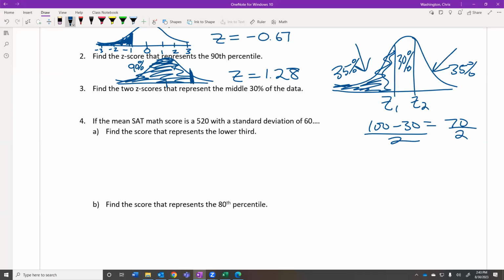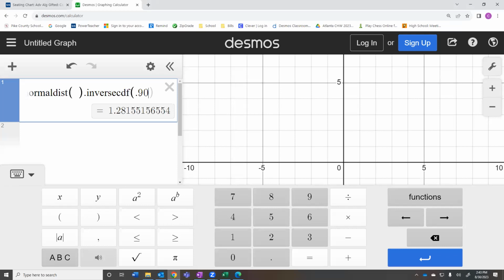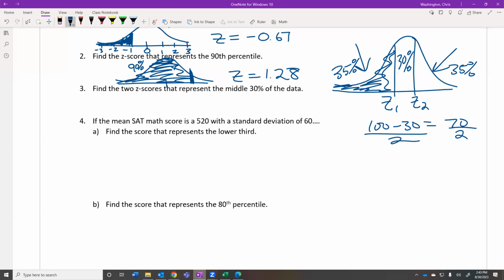So when I go back to Desmos to find the Z-score on the left, we're going to change the 0.9 to 0.35, because there's 35% on the left side of that Z-score. And before we even do the other one, what do we think the other one might be? The same, but positive, not negative. So let's check. That is true, so negative 0.39. So call Z1 negative 0.39.